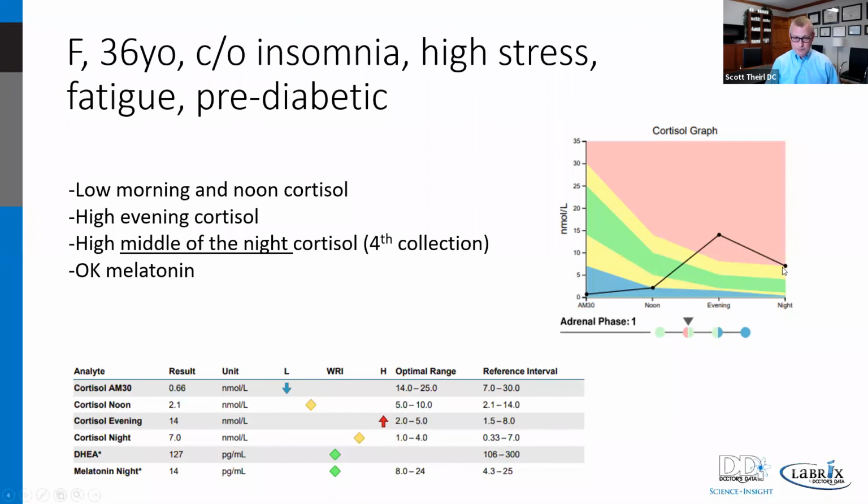When you have a nighttime cortisol rhythm, that 4th collection down here, right? 7.0, we want it to be under 4 in an ideal world. That is not great. So that is certainly an option for us.